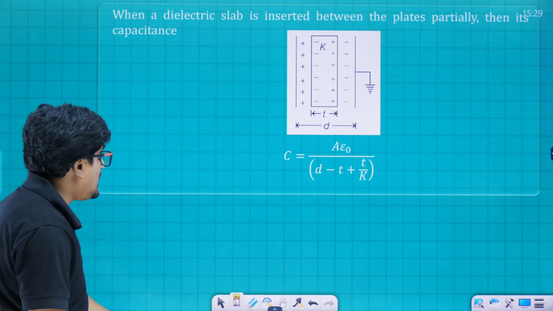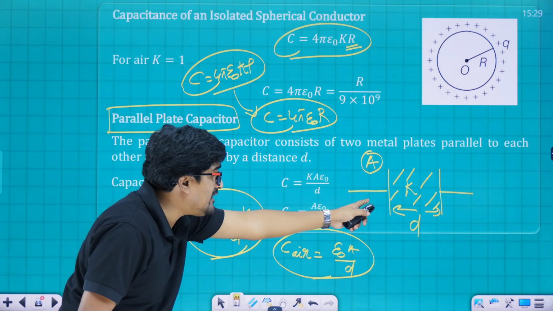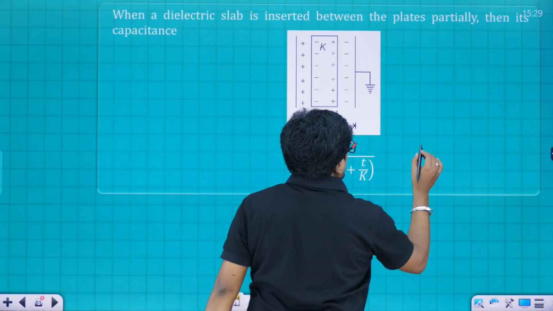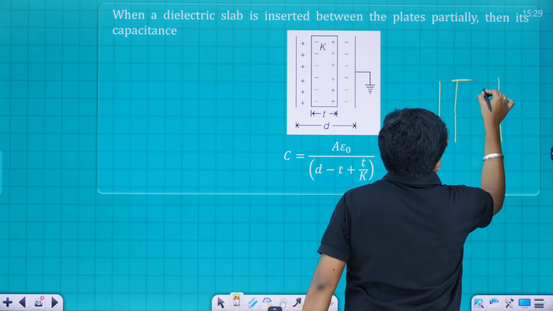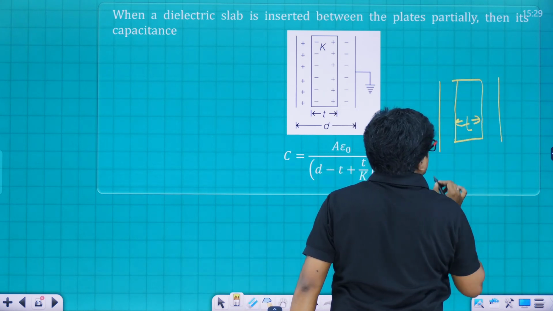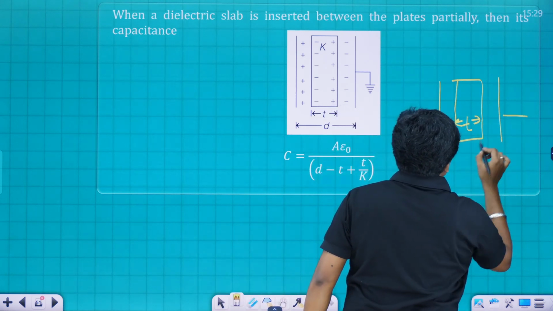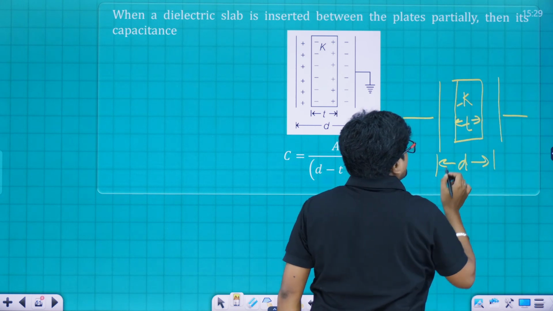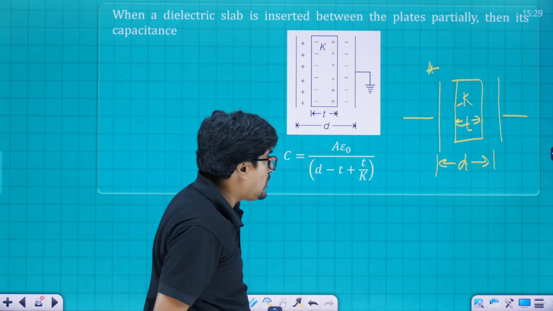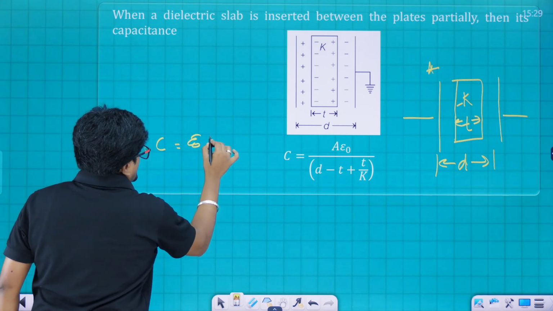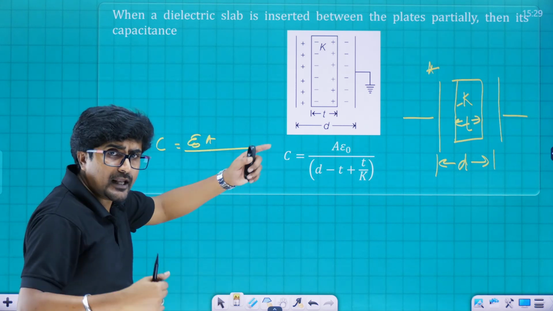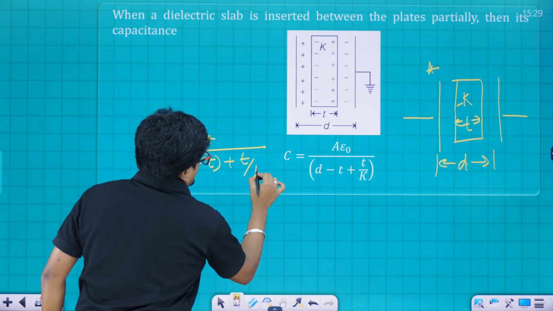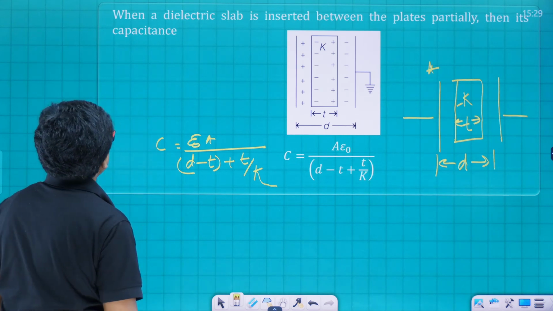What if, in case here I completely filled it with dielectric, but in this case it's not completely filled. I have the dielectric only for a limited thickness, small letter t. Again the distance of separation is the same, small letter d. Dielectric is of dielectric constant K. Area of the plate is again capital A only. In that case the capacitance C is epsilon naught A all divided by d minus t plus t by K. Alright, moving to the next.